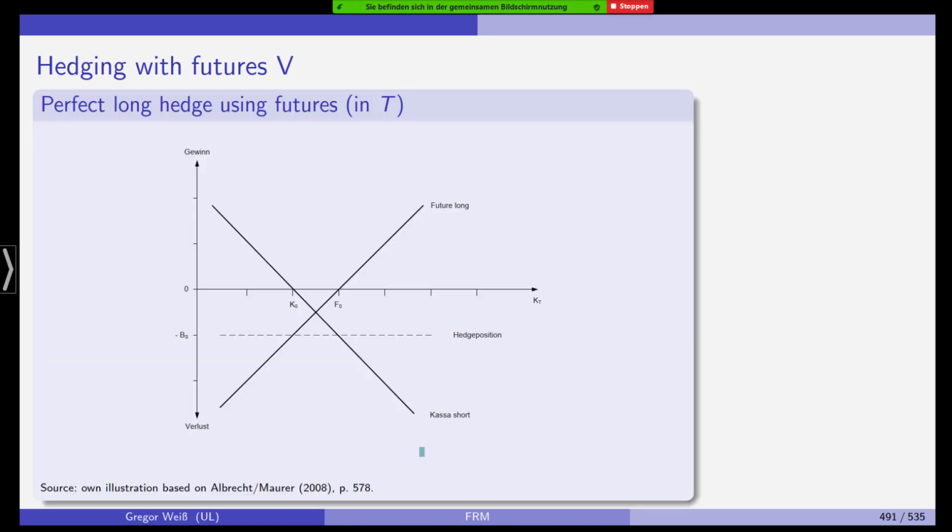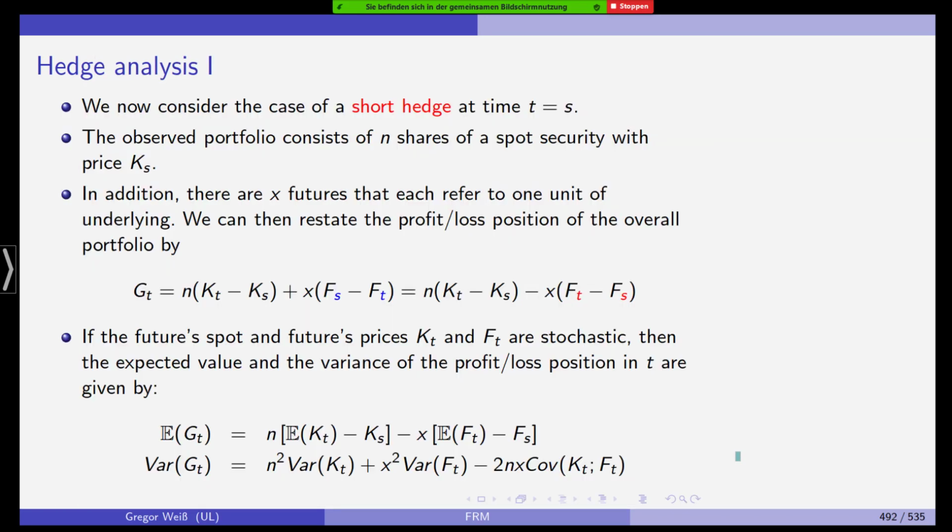Now this is the perfect long hedge. If you go long in the future, so long future, short in the underlying, then you get this hedged position. Okay. Now let's analyze this hedge a little bit closer. We are considering the case of a short hedge at time t equal to s. We have a portfolio of n shares of the underlying with price KS, and in addition, we have X futures, so a variable X of futures that each refer to one unit of the underlying.